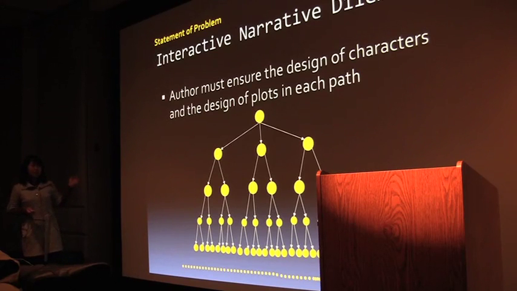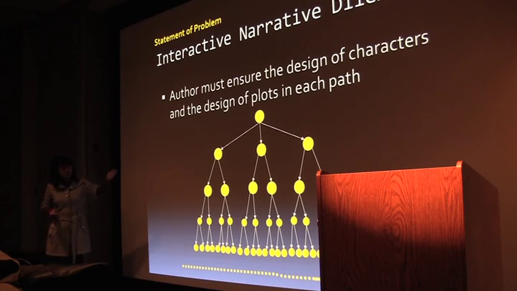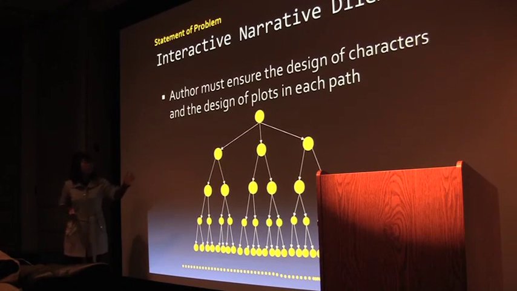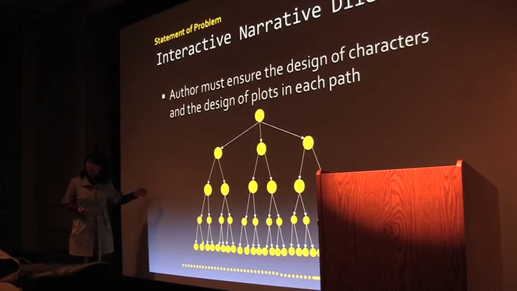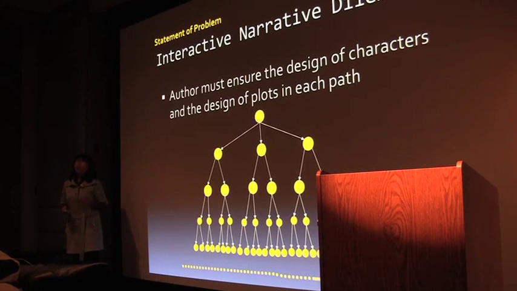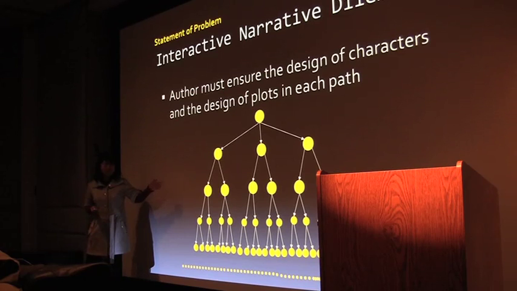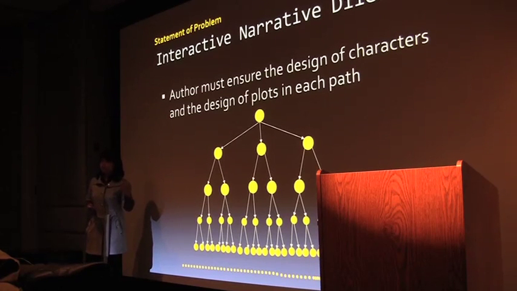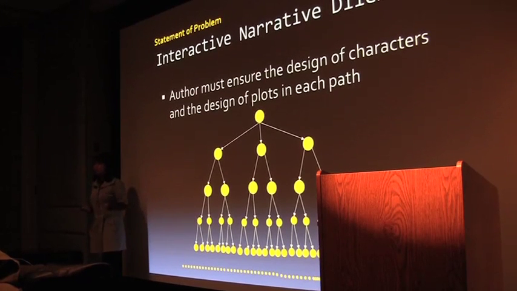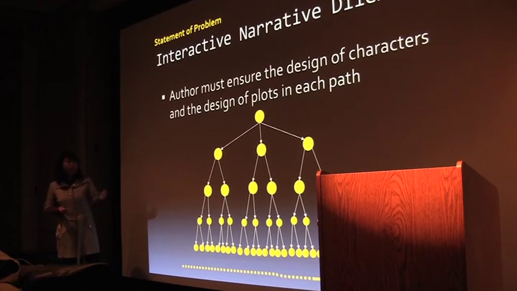So in other words, remember this diagram here. The author, instead of writing one story, now needs to take care of each of these possible paths through the story and make sure there are interesting, engaging characters that the user will encounter along each of these possible paths, because each of them is a potential experience for the user, and make sure that the events happen in the way that he or she expects.